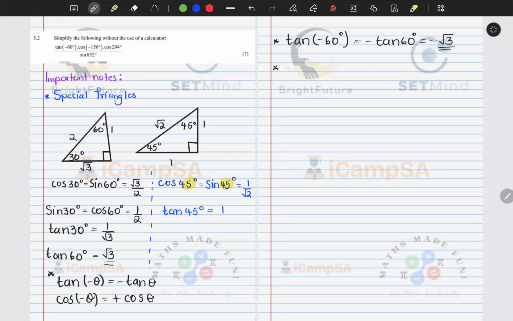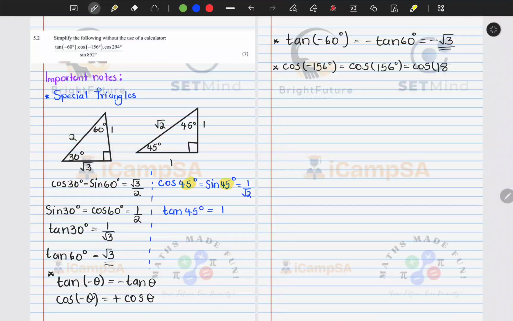Then let's go for the cos one, cos of negative 156. So this is going to be cos 156 degrees, of which if you observe carefully, this will be cos of, let's create some space.